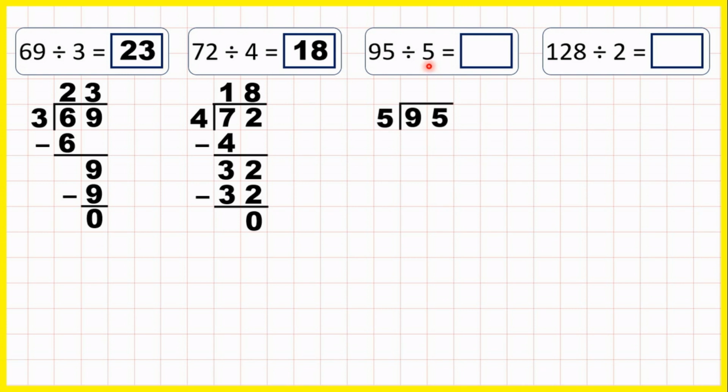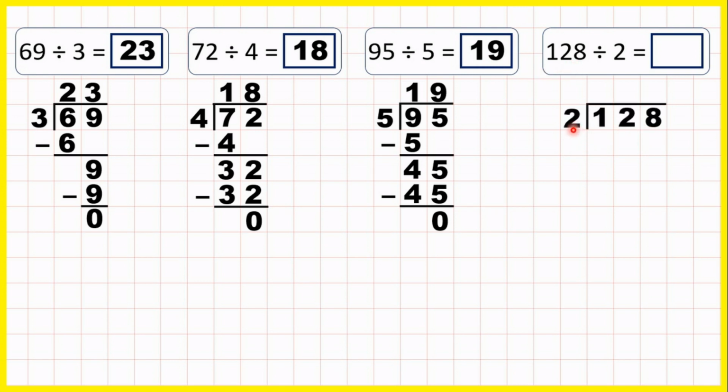95 divided by 5. The first digit is a 9, and the closest number to 9 that's in the 5 times table, but which is still less than 9, is 5. And that's 1 times 5, so 1 goes in our answer line. Now we subtract and bring down. 9 minus 5 is 4, and we bring down the 5, so we have 45 divided by 5. Well, 45 is in the 5 times table, so we can write that underneath. And 9 times 5 is 45, so it's 9 as the last digit of our answer. We can subtract to 0 to show that we don't have a remainder, and we have our answer up here. 95 divided by 5 is 19.